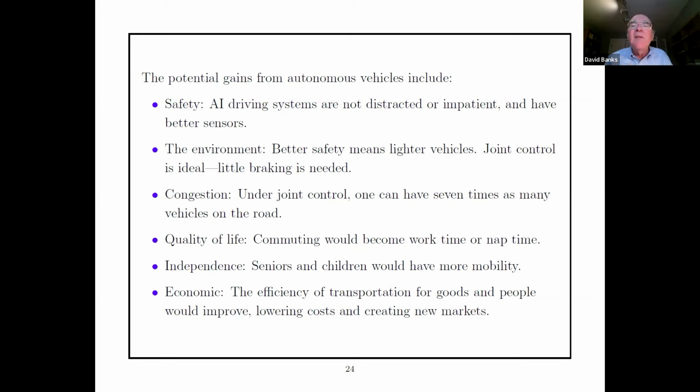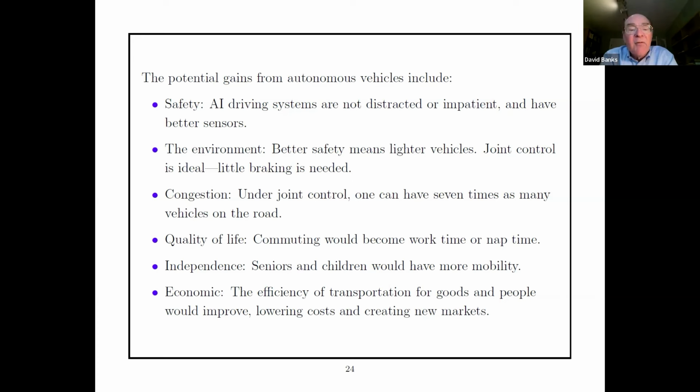In order to achieve that safety, you want to have joint control, and you'd like to have electric vehicles for the environment. But if all the vehicles are under joint control, networked, then you really almost never need to brake the car. And braking, of course, is another inefficient use of fuel. If cars are under joint control, congestion is solved. One can get seven times as many vehicles on the road when all the cars know what each other is doing and they don't have to space out for safety.